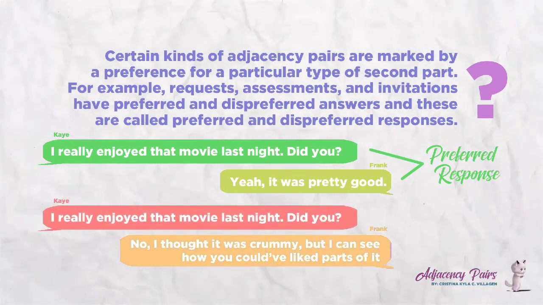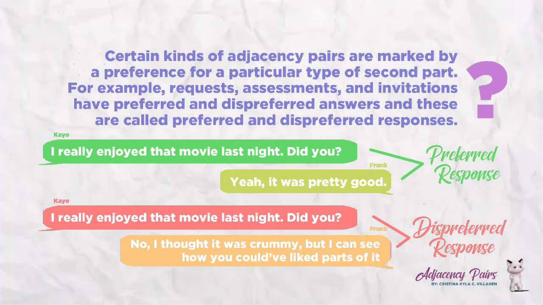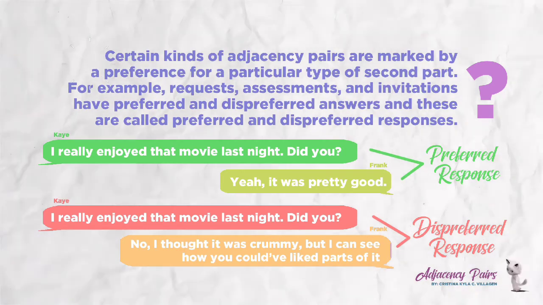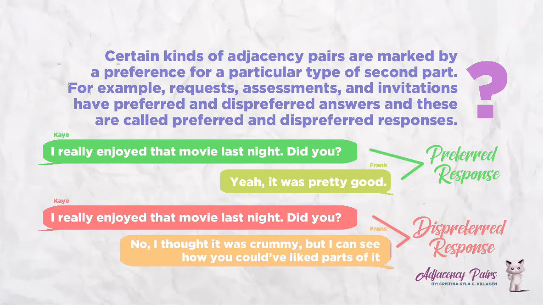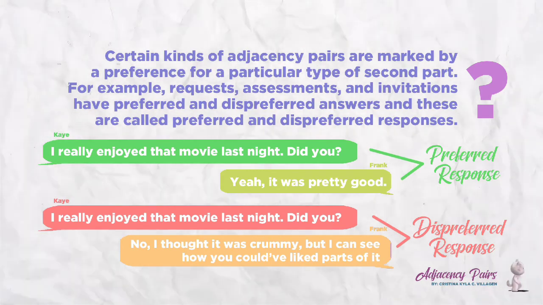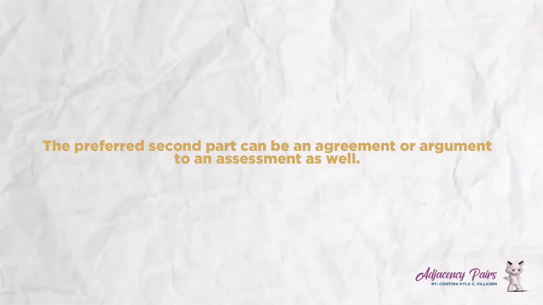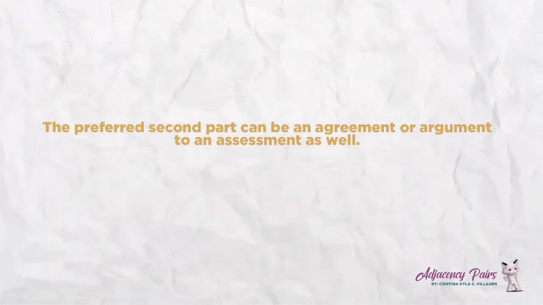However, an example of a dispreferred response is this. Kay stated that she enjoyed the movie before asking Frank if he enjoyed it too. It implies that Kay is expecting that Frank and her have the same thoughts about the movie, but Frank denied it by saying, "No, I thought it was crummy." The preferred second part can be an agreement or argument to an assessment as well.